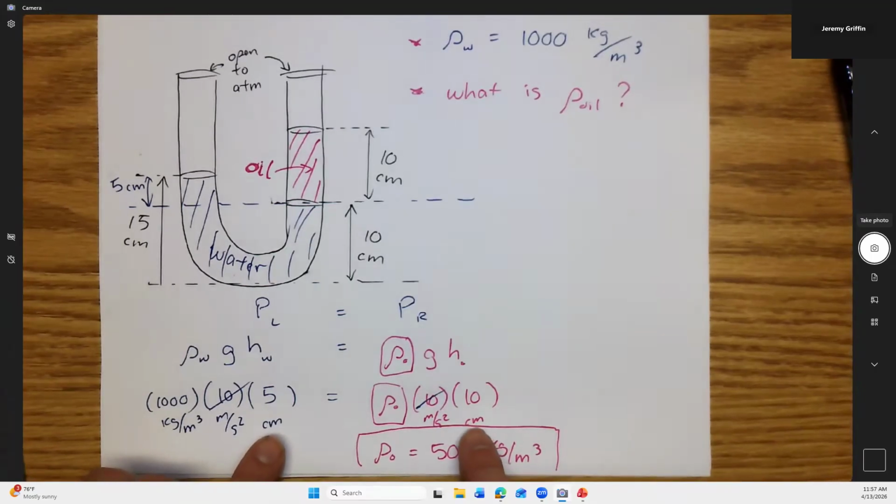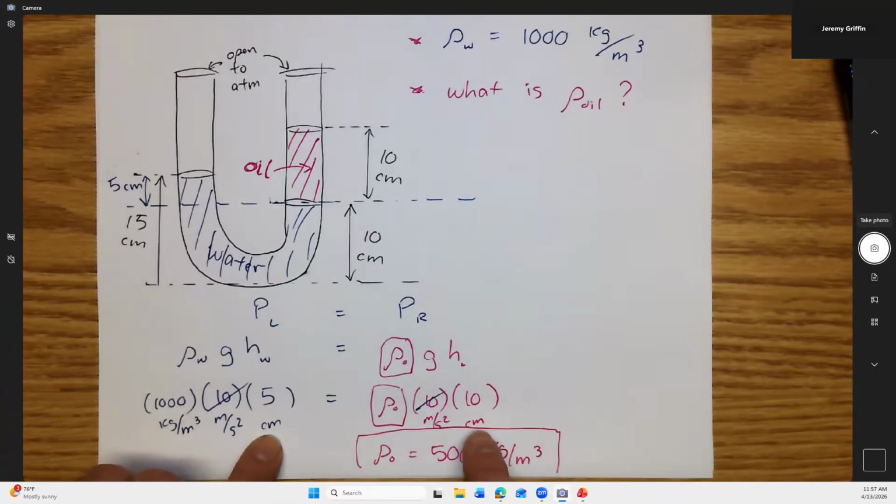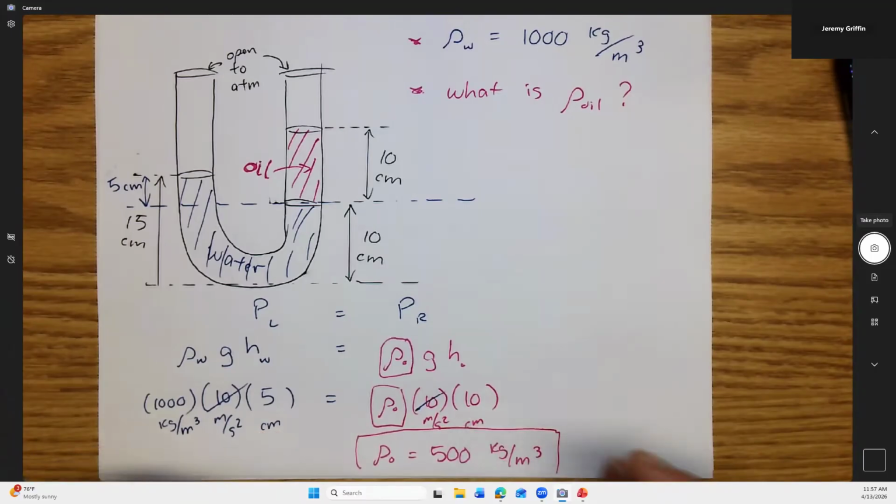Yes, because I left centimeters. I did not convert that to meters first. Is that okay? Yeah, the difference cancels out. Is it generally good practice to put everything in basic SI units? Yeah, so really, maybe I should call this 0.05 meters and call this 0.10 meters. But at the end of the day, that conversion also cancels, so you still get the same answer. Okay.